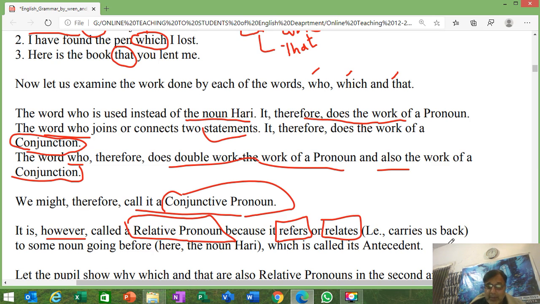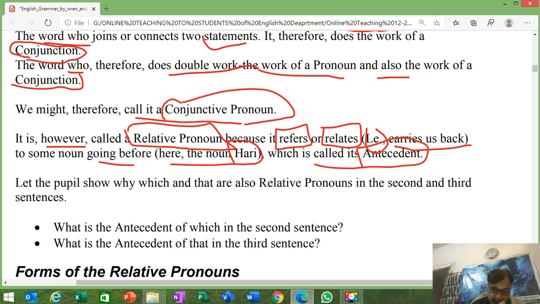This word is actually taken from Latin, and it means carries us back. Literally the word relative carries us back to some noun going before. All right, before the noun, like for example here in this case, that is Harry, which is called the antecedent. You must try to remember what is an antecedent: an antecedent is what comes before. All right, okay.